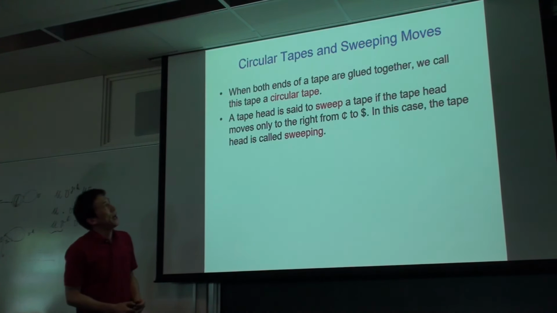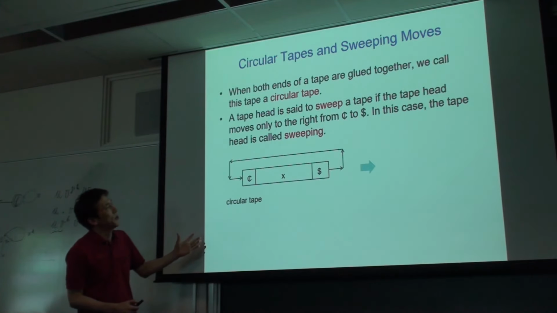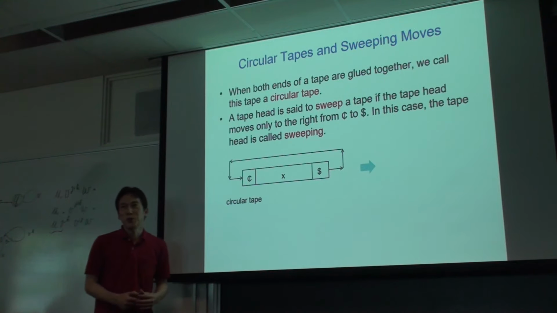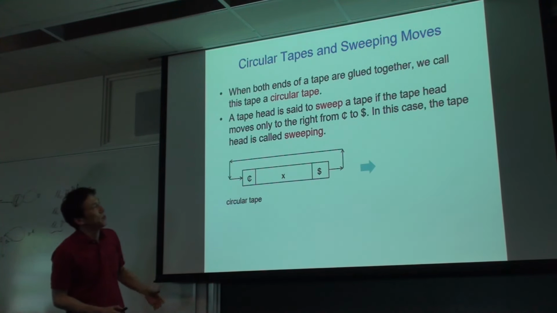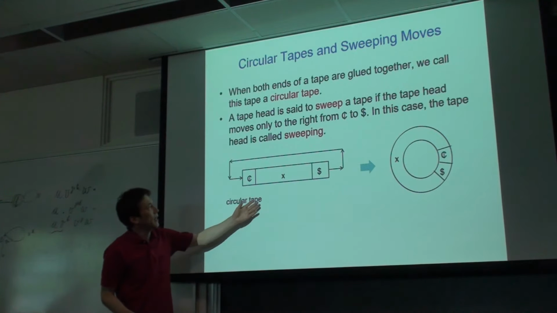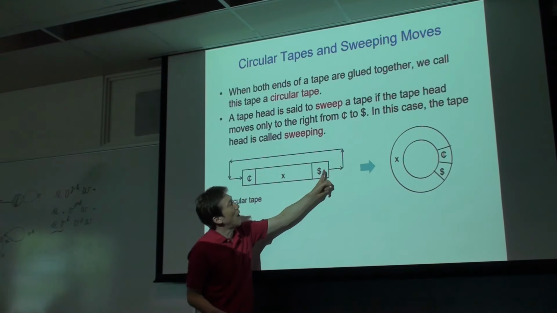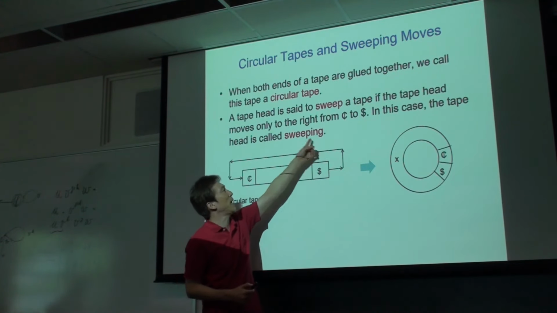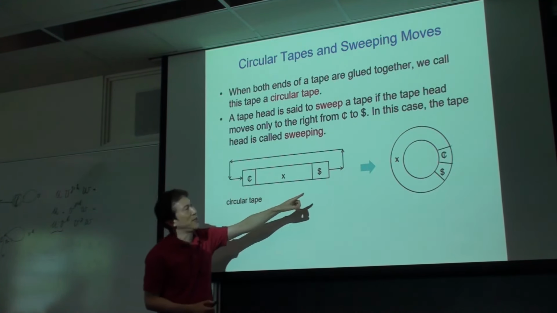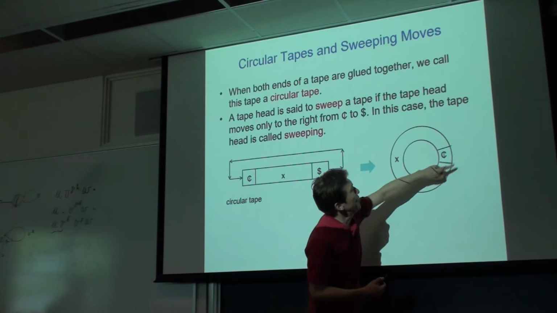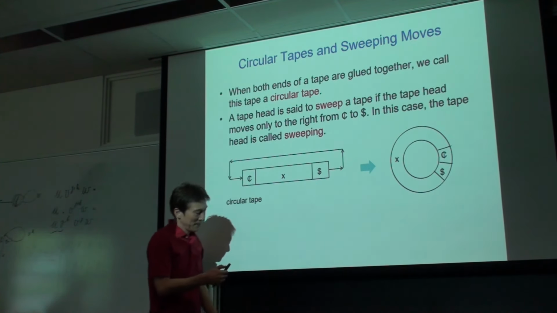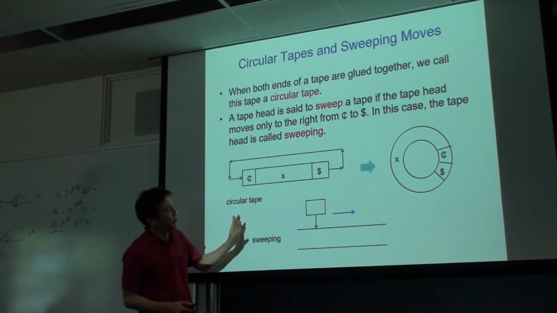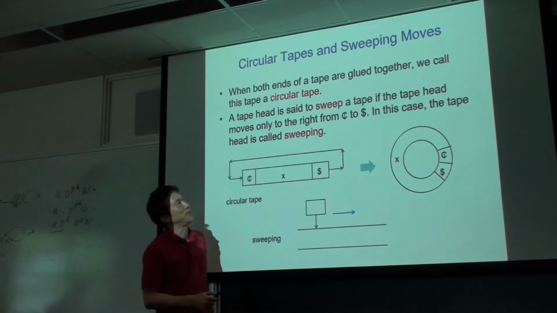Okay, so now we have to introduce a slightly unusual notion here, the circular tape. So the circular tape means that whenever the head moves off to the right side of the tape, it automatically goes back to the left side. That means the tape is going like this one here. Okay? And the tape is called sweeping. That means the head always moves from left to right.